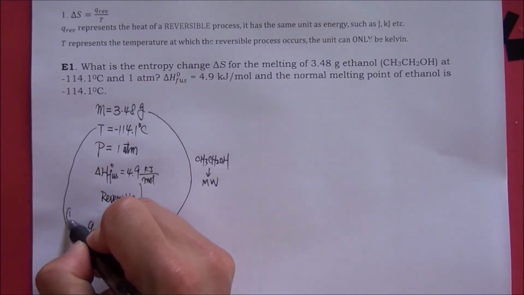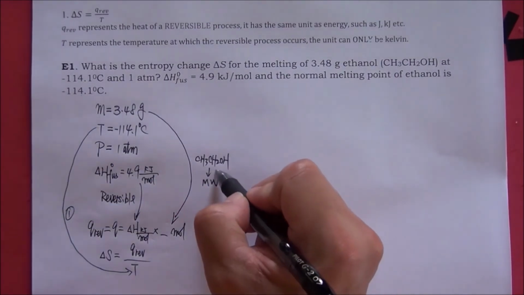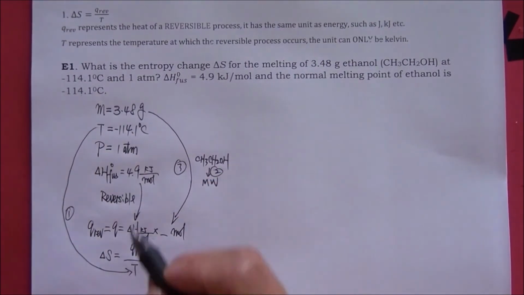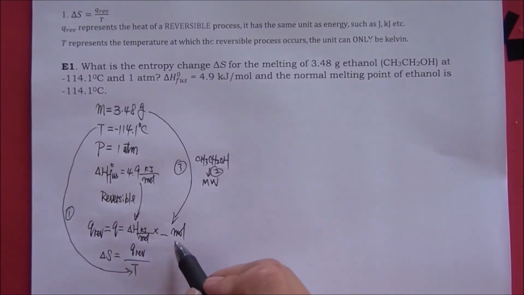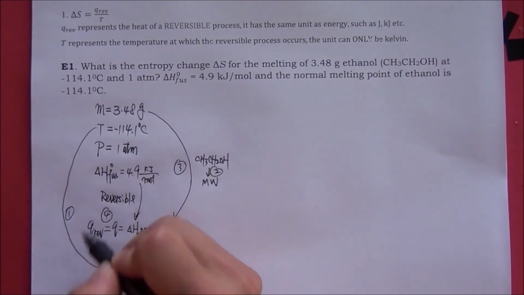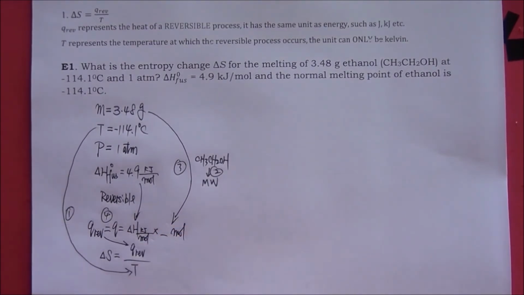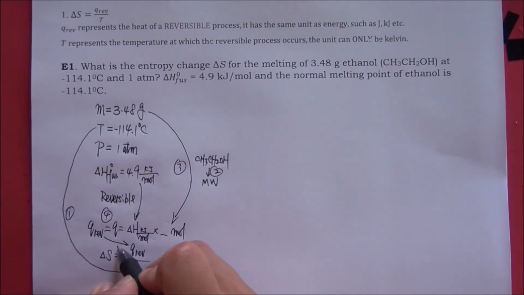This is the first step, and this is the second step, and this is the third step. This is the fourth step, and we plug in Q reversible and the temperature. We can calculate the entropy change. This is our last step.